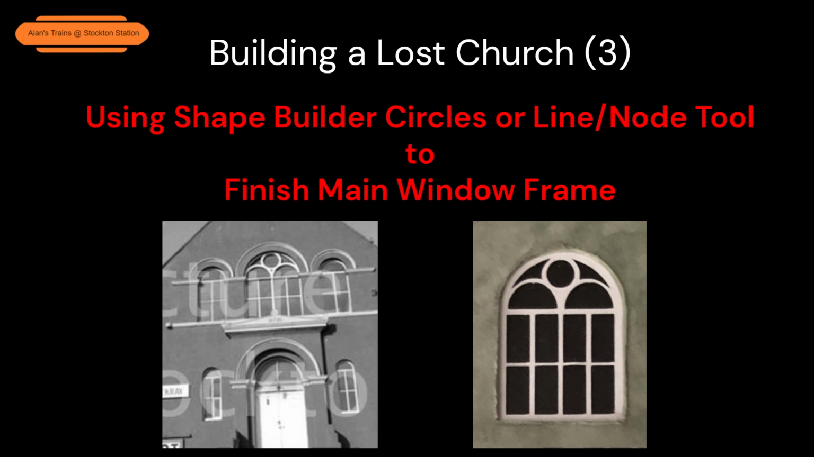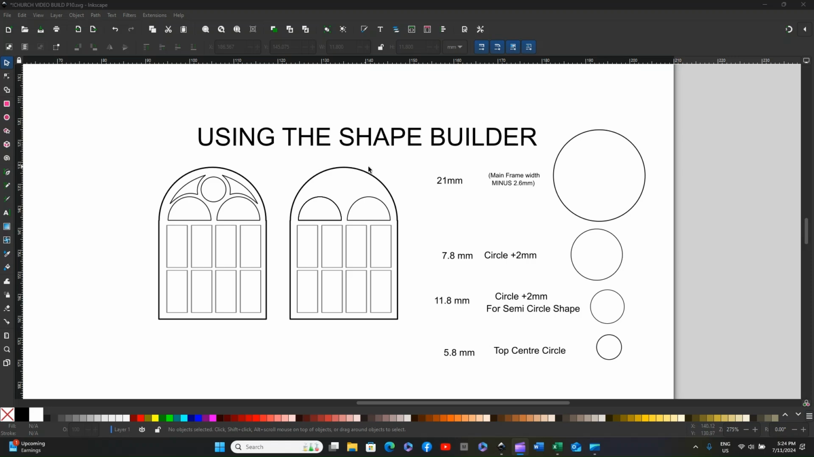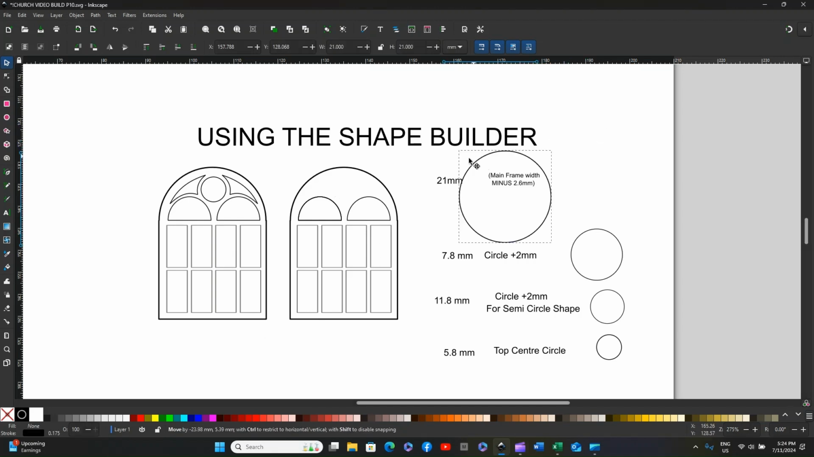Welcome back, and this time we're going to make the main top window frame. This is the shape we ended up with at the end of the previous video, and this is to show you exactly what it will look like at the end. The first thing we need to do is to construct circles that will fit inside here.